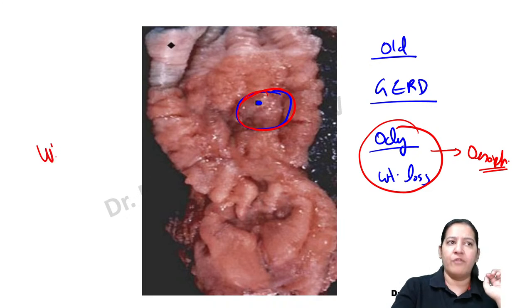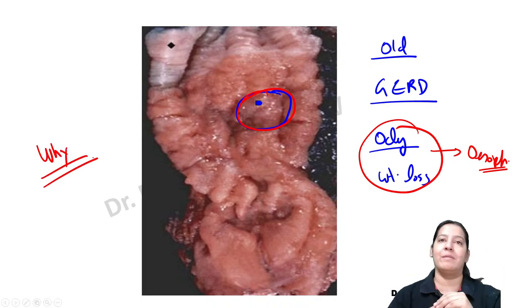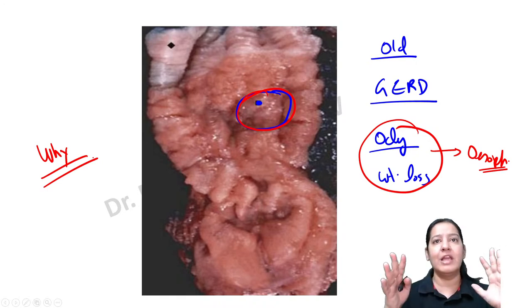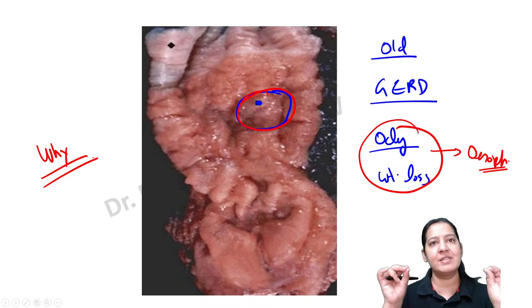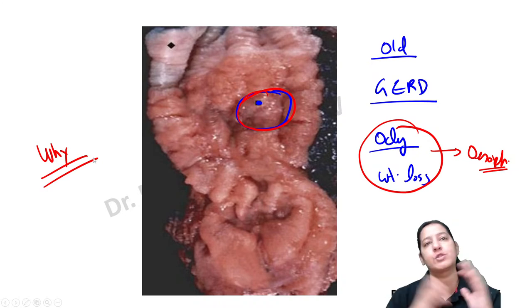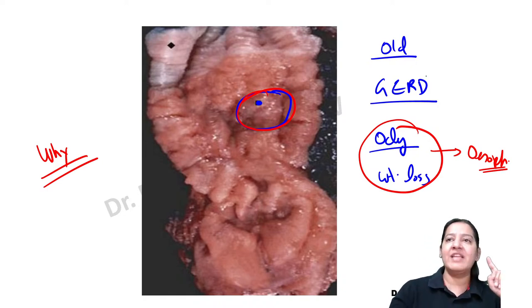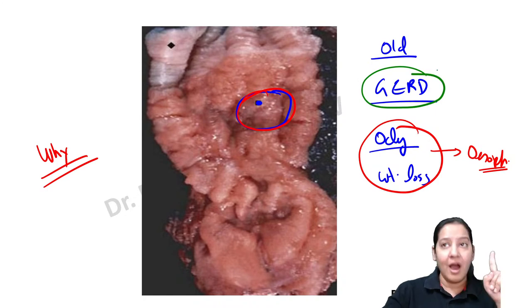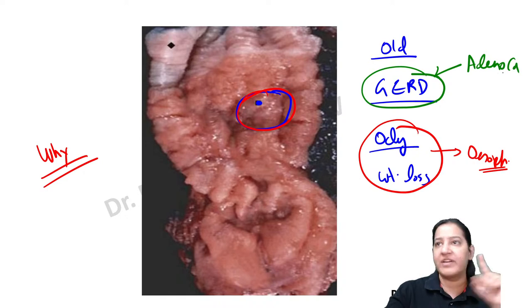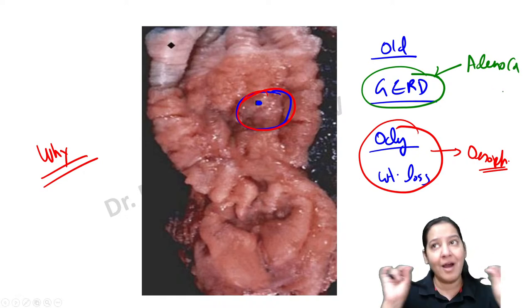Now my question to all of you: why? Why are you saying adeno, not squamous? As I have told you, in the esophagus there are two types of malignancies. Based on the clues and the diagram, can you tell me a finding which points you towards adeno, not squamous? The biggest clue here is the GERD. GERD is a risk factor for adenocarcinoma of the esophagus, not squamous cell carcinoma.